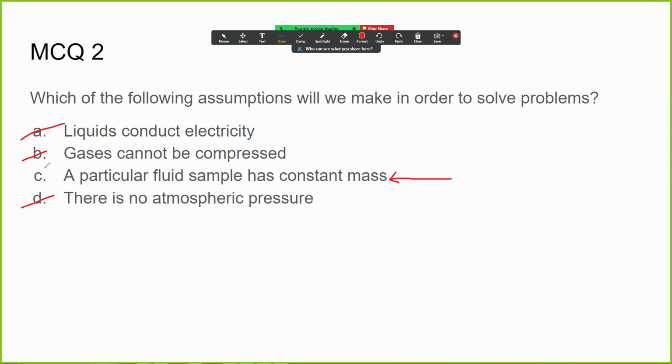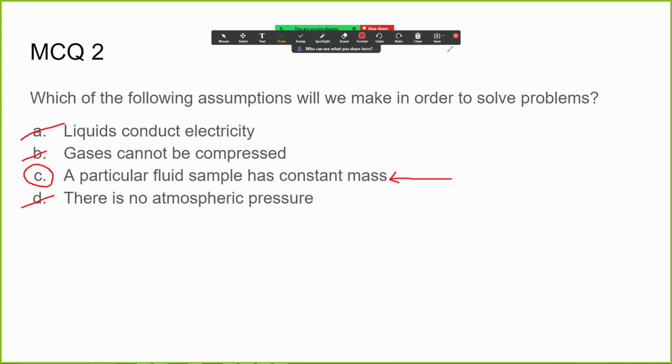And so we need to make the assumption for all of the fluids problems that we do that a particular fluid sample is going to have a constant mass, okay? That's going to be a key assumption when we are solving problems involving liquids and gases, because we cannot do anything as far as calculation or understanding goes with regard to their leakage or evaporation.